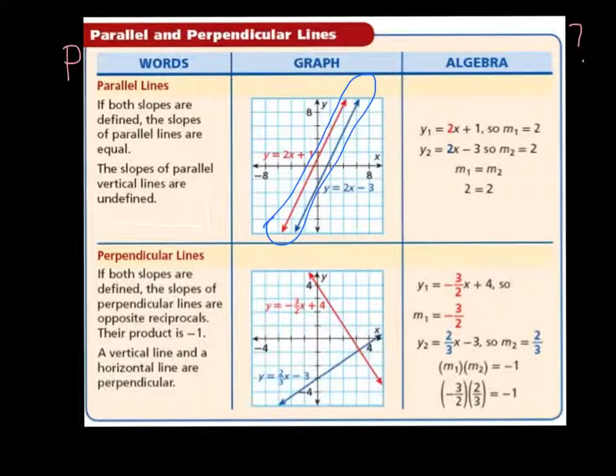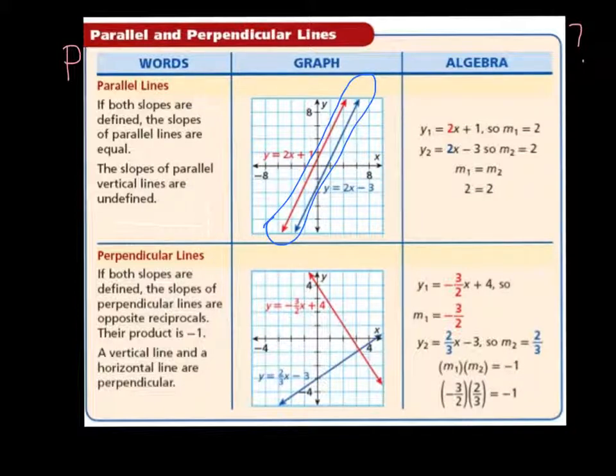Okay, perpendicular lines. If both slopes are defined, the slopes of perpendicular lines are opposite reciprocals. If they're opposite reciprocals, it means that the product is negative 1. So if you multiply the slopes together, you should get negative 1. A vertical line and a horizontal line are perpendicular. Okay, so here's an example.